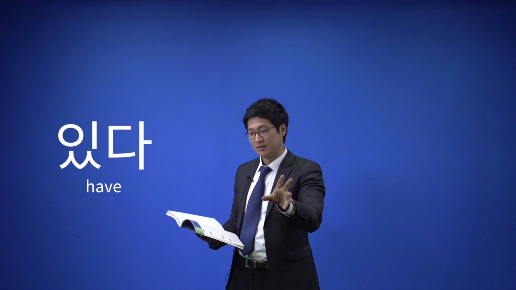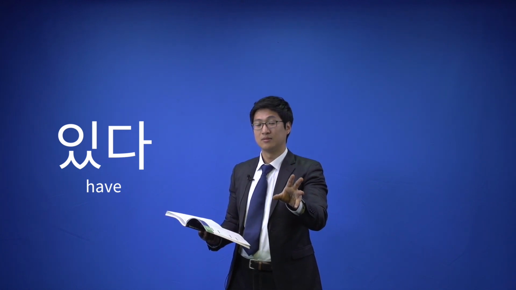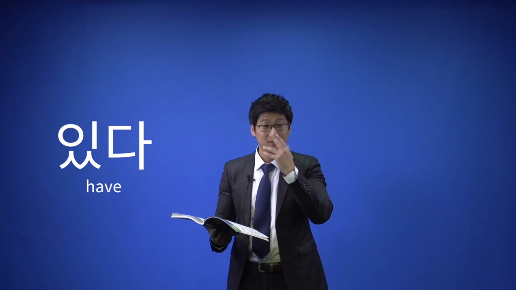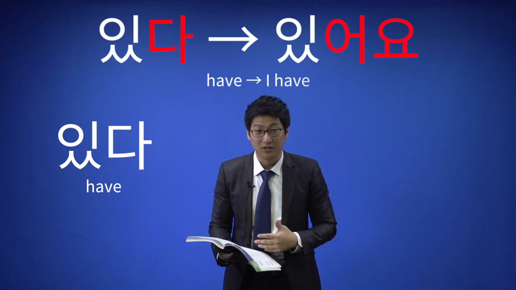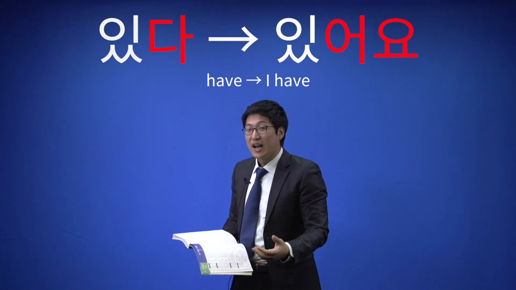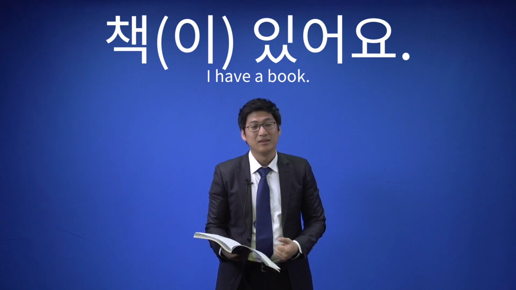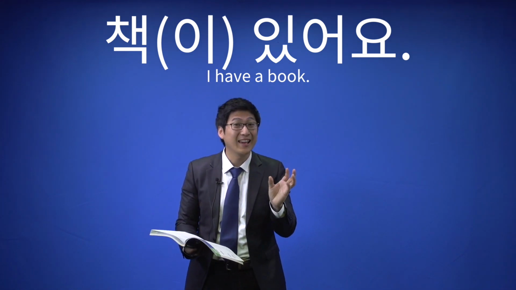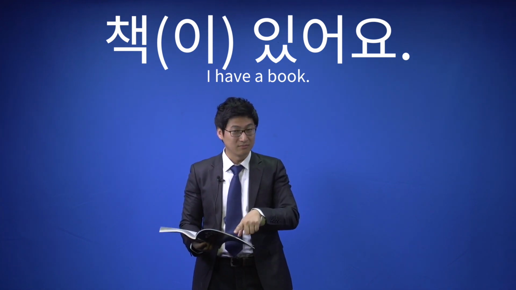Cool. How about 있다? Does it have a bottom letter? Yes. So how do we say I have? 있어요. Then how do you say I have a book? 책 있어요. That's how you conjugate present tense. I have, not I had or I'm having.